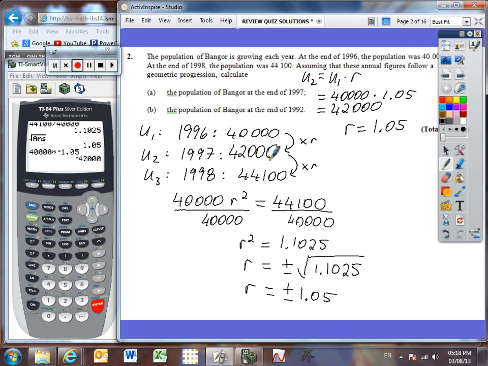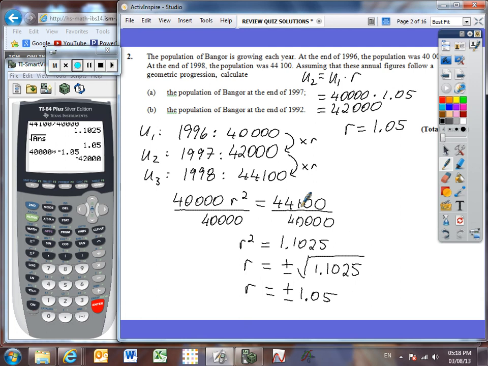Part B asks us to find the population of Bangor at the end of 1992. Now that's 4 years before 1996. So if you think that in year 2, or 1997, one year afterwards, we had multiplied by one instance of r. And in this term, we had multiplied by r squared because it's 2 years in the future. I guess for U4, it's going to be 3 years in the future, so you'll take your 40,000 and multiply by r 3 times, which means r cubed.